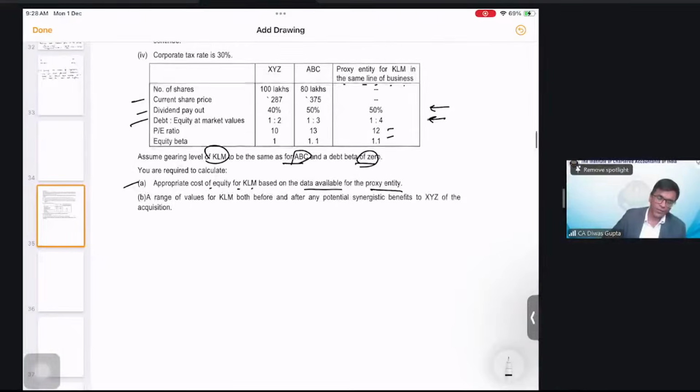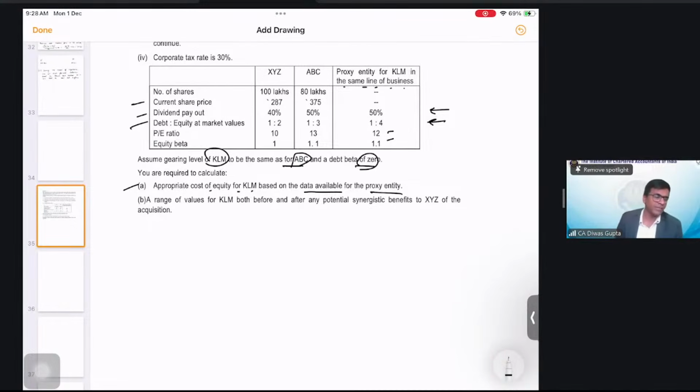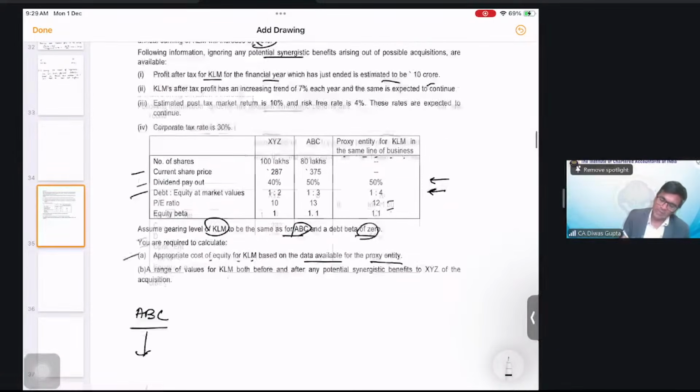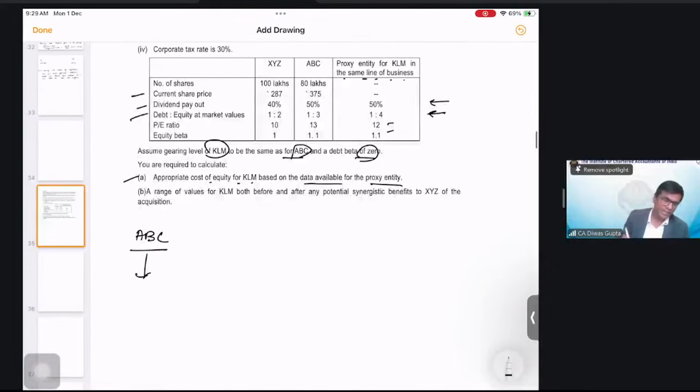So students, let me first explain the general facts of the question. Okay. So first of all, there is an ABC company. It has a subsidiary, right? Perfect. It has a subsidiary called KLM.